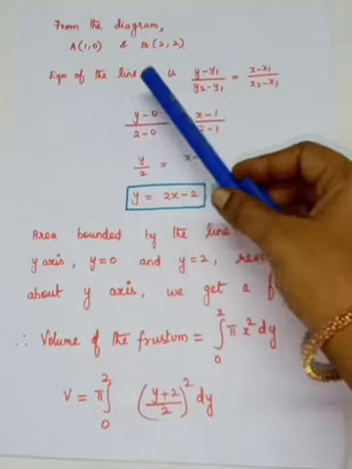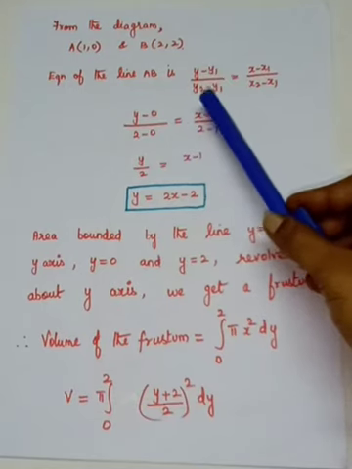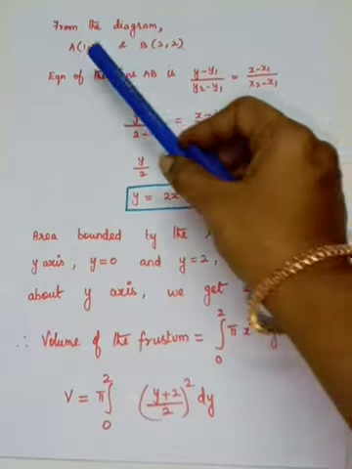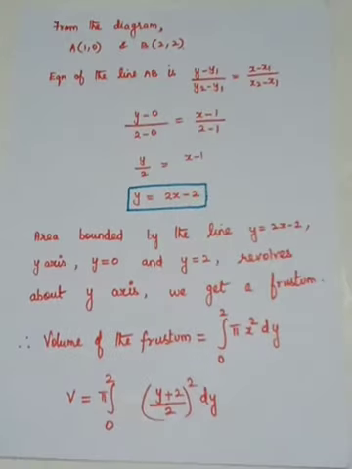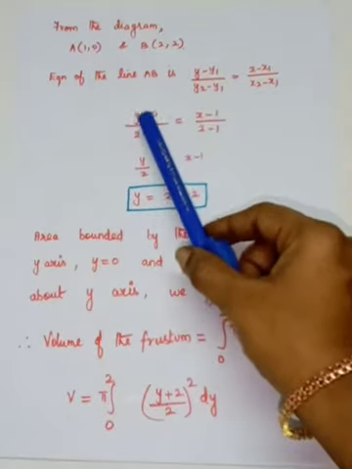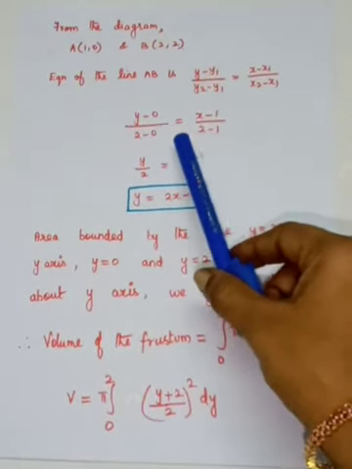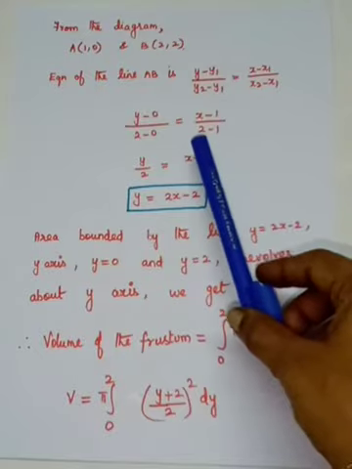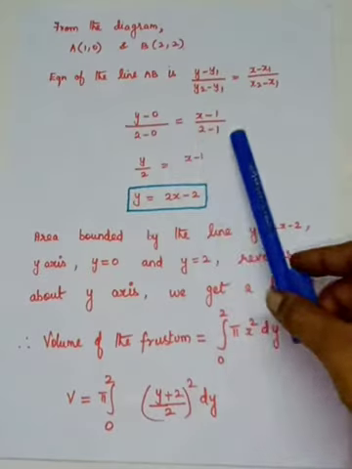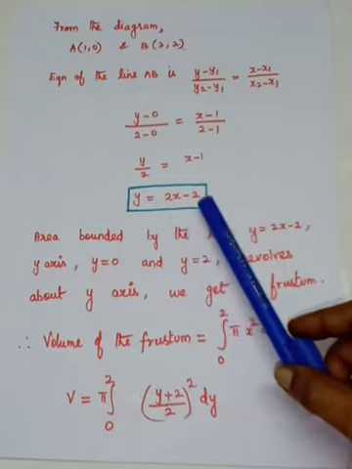The equation of the line AB, using the two-point formula, is (y minus y1) divided by (y2 minus y1) equals (x minus x1) divided by (x2 minus x1). The A point is (1, 0) and the B point is (2, 2). If we substitute, y1 is 0, y2 is 2, x1 is 1 and x2 is 2. So y minus 0 divided by 2 minus 0 equals x minus 1 divided by 2 minus 1. So y by 2 is equal to x minus 1, so y is equal to 2x minus 2.